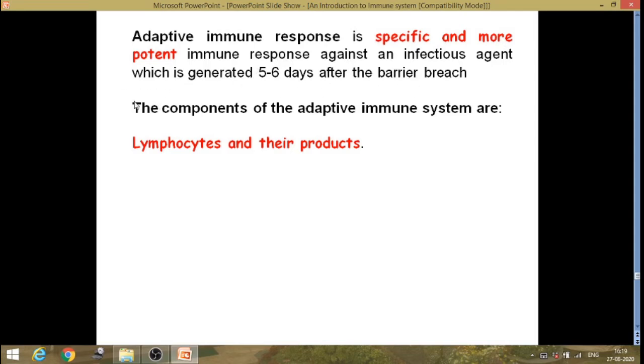The components of the adaptive immune system are lymphocytes and their products. So we have T lymphocytes, B lymphocytes, and antibodies. Antibodies are the product of B lymphocytes. So these are the components of the adaptive immune system.